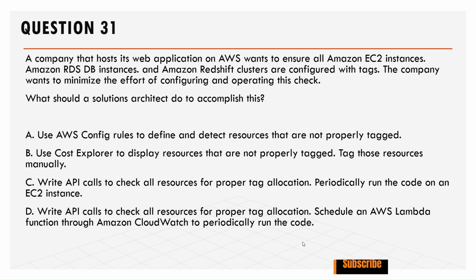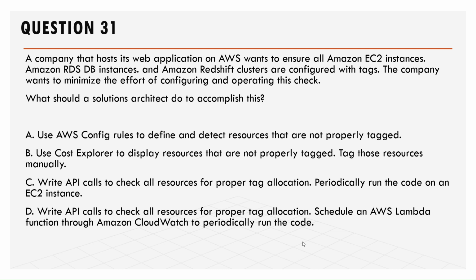So the options are: A, use AWS Config rules to define and detect resources that are not properly configured. Option B, use Cost Explorer to display resources that are not properly tagged, and tag those resources manually. Option C, write API calls to check all resources for proper tag allocation, and periodically run the code on an EC2 instance. Option D, write API calls to check all resources for proper tag allocation, and schedule an AWS Lambda function through Amazon CloudWatch to periodically run the code.